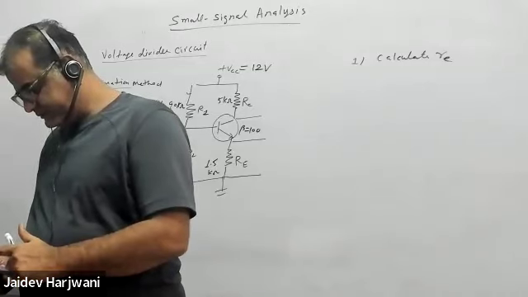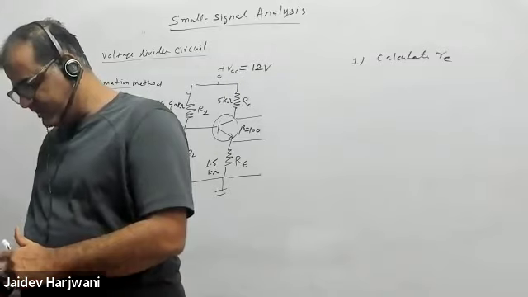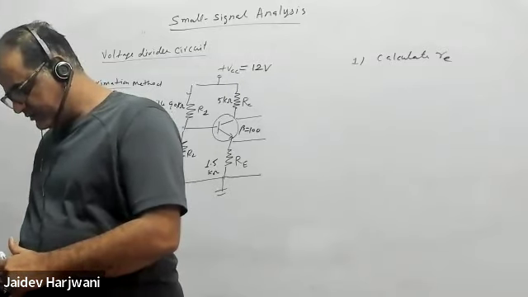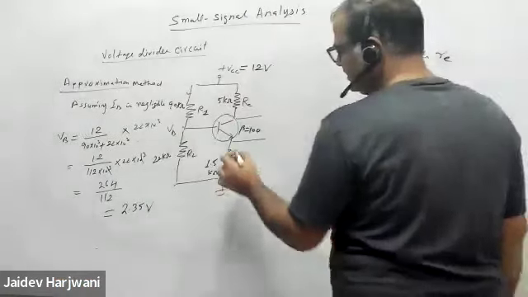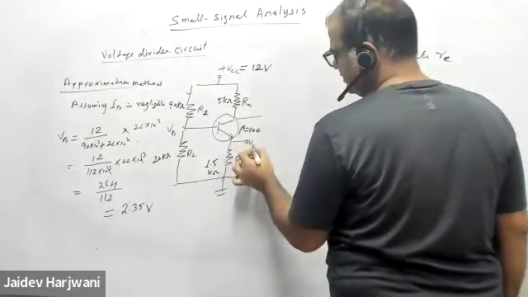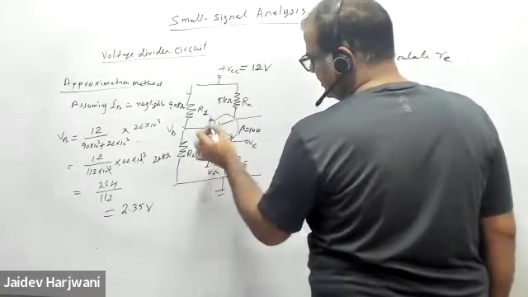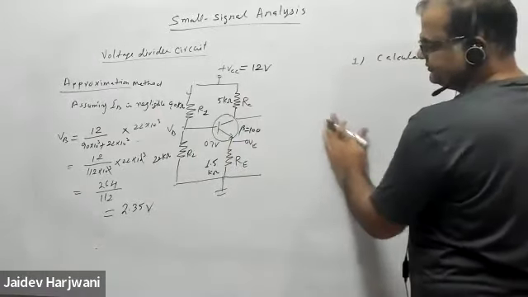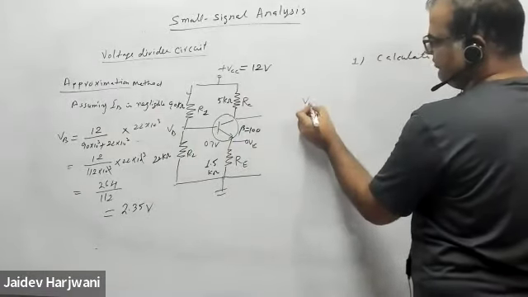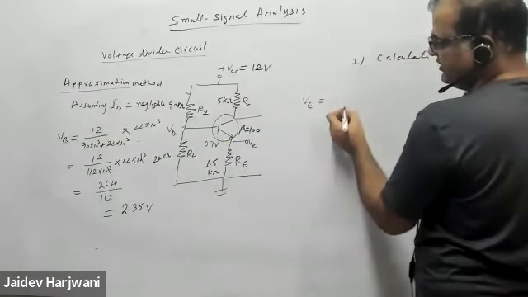Now find out what is the value of VE. What is the value of VBE here? Assuming this is 0.7. Okay, 0.7. So what will VE become? How much VE will be?